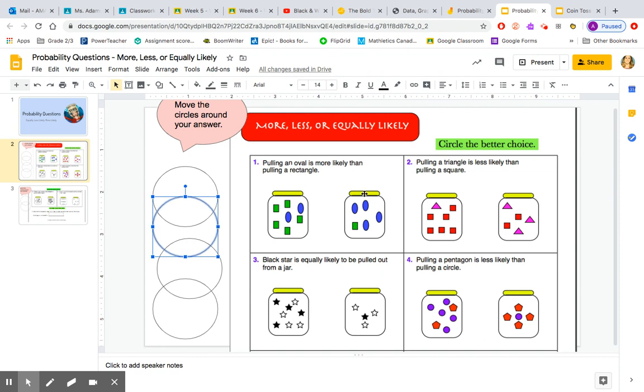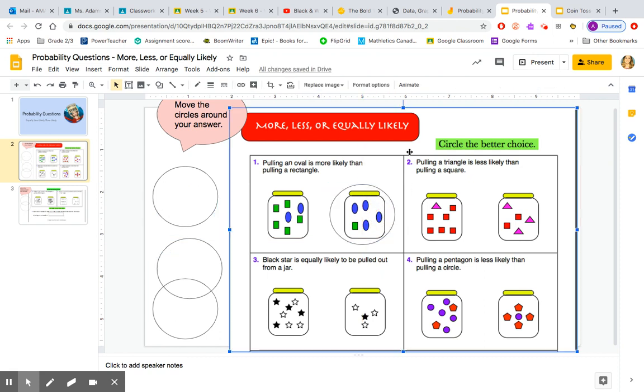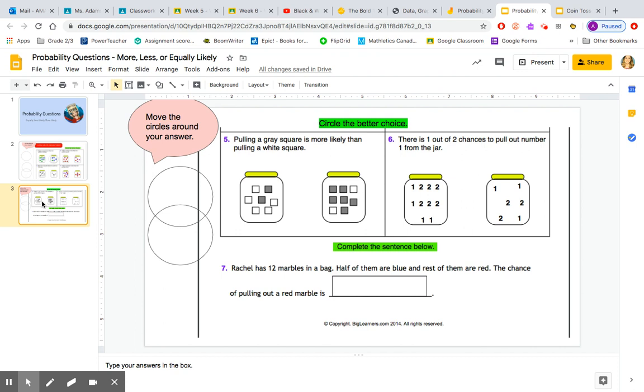So I think it's this jar, because looking at this jar, I am more likely to pick an oval than a rectangle because there are more ovals. And in this jar, I am not more likely to pick an oval than a rectangle because there are less ovals. So I'm going to move one of my circles and I'm going to put it over on this jar. So it looks like that. That is my answer. Now let's go over here and let's try another question.